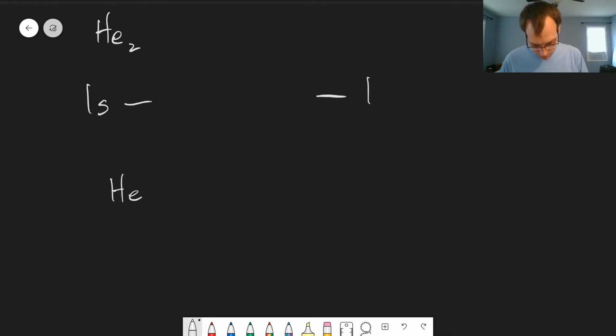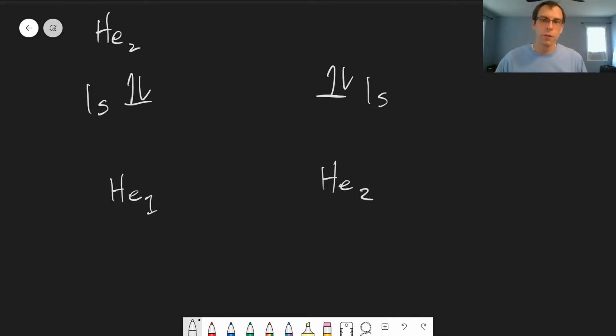Let me get my notation correct here. So this is helium atom 1, helium atom 2. And we saw that these atomic orbitals, which in helium are both full, are going to combine to form our molecular orbitals. And the way we diagram this is we show that we have one orbital that's lower in energy. This is our sigma bonding orbital, so we'll call it sigma B.